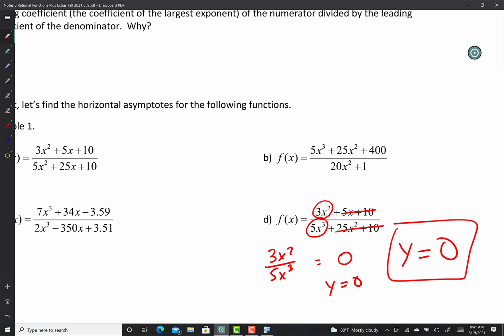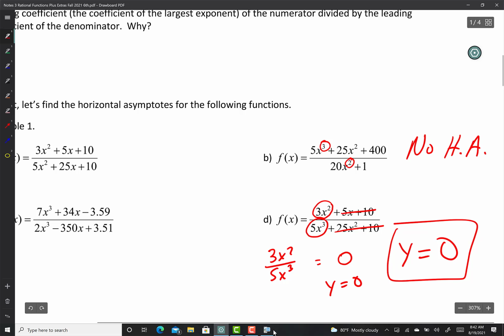So look at letter B. In letter B, the degree of the denominator is 3, the degree of the numerator is 2. So this has no HA. HA is an abbreviation for horizontal asymptote. Why? Because you're not converging on any number, guys.